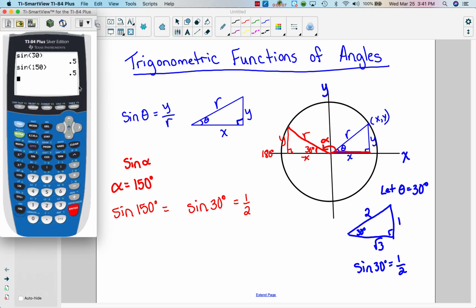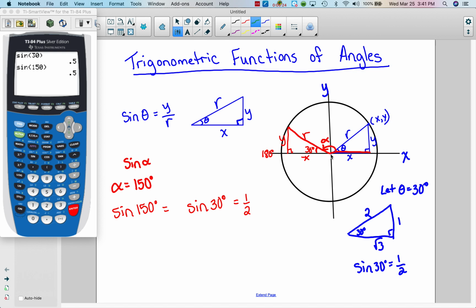You can check that really easily if you look at your calculator. If you put in sine of 30 degrees, make sure if you hit mode that you are in degrees, if you don't, you won't get a 0.5 or a half. And sine of 150 degrees is also 0.5. So we see that.